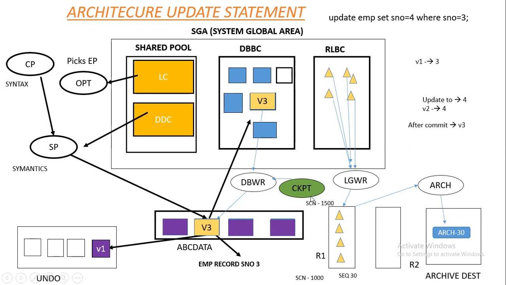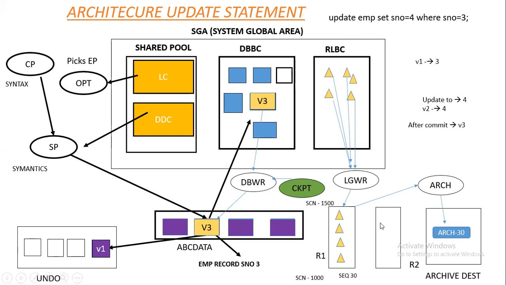So the main purpose of checkpoint here is, checkpoint will update the DB writer. Checkpoint is like a manager. Go and work on it. Checkpoint invokes DB writer to write the dirty buffers. These are called dirty buffers: committed but not yet written into the data file. Those dirty buffers will be taken by DB writer and written into the actual data file.